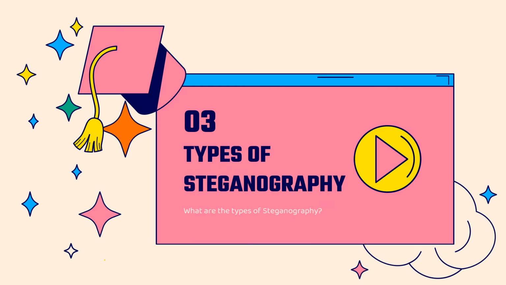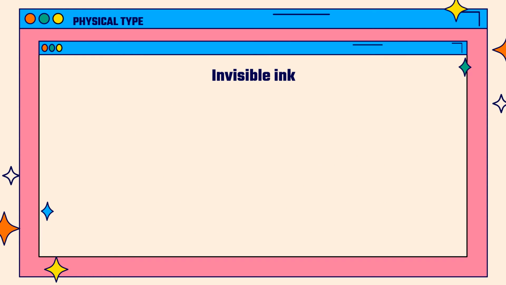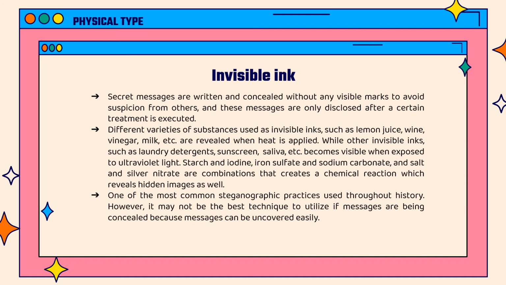Next, we move on to the types of steganography. Steganography is divided in two types, namely physical and digital steganography. First is invisible ink. This type of steganography works under the principle that a message can be written without leaving any visible marks to avoid suspicion from others, and these messages are only revealed after a certain treatment is applied.